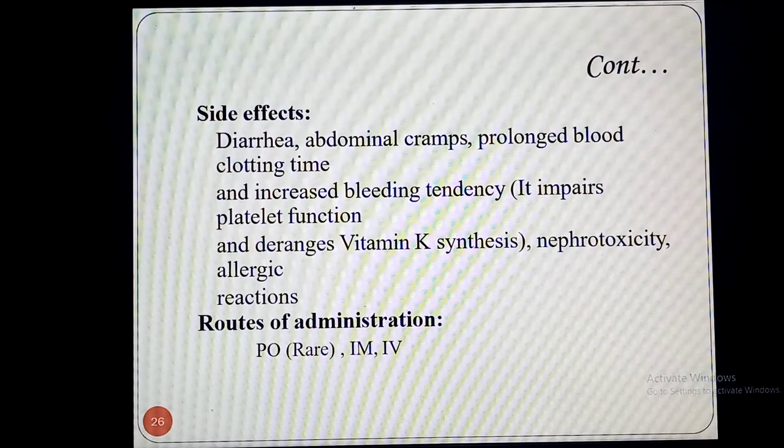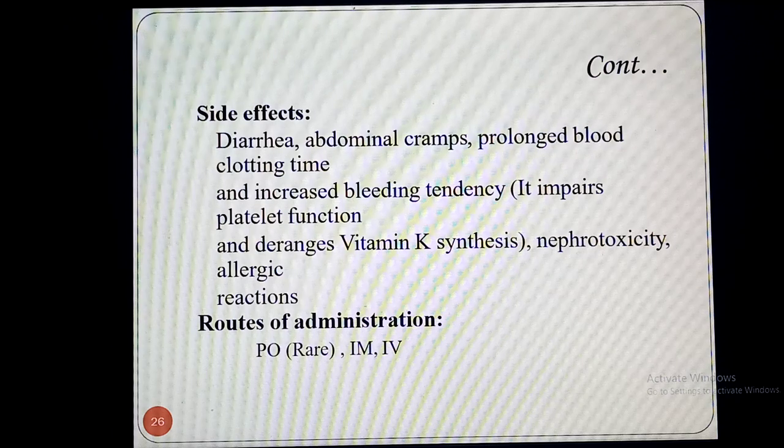So cephalosporin causes diarrhea, abdominal cramps, prolonged blood clotting time, and increases the bleeding tendency. This is also a very serious condition. So these are the side effects. It is not necessary, but there may be chances that it enhances the bleeding tendency, like it may directly or indirectly affect your platelet function and reduce vitamin K synthesis, while nephrotoxicity and allergic reaction may also occur.